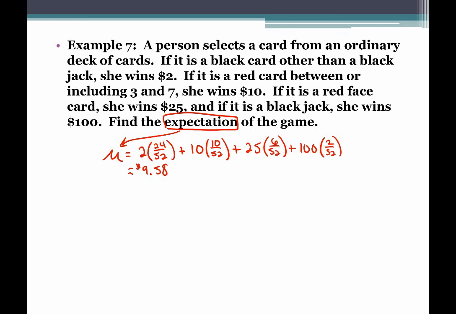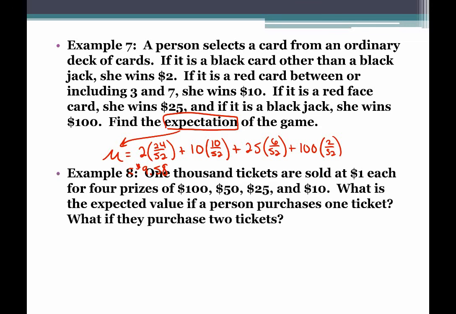Now, why would this game be super appealing? Why would I sit there and play this game all day? You can't really lose, right? Am I going to lose anything? No, there's times where I don't win anything, but I can't lose anything. I don't have to pay to play. Very unusual that you can win money at something and you didn't have to put some money down first. So let's see how that changes things a little bit.